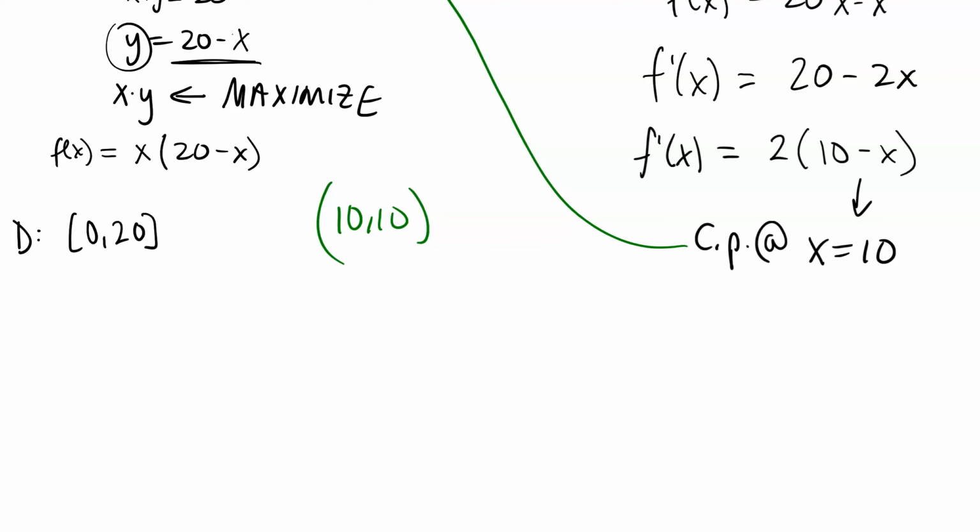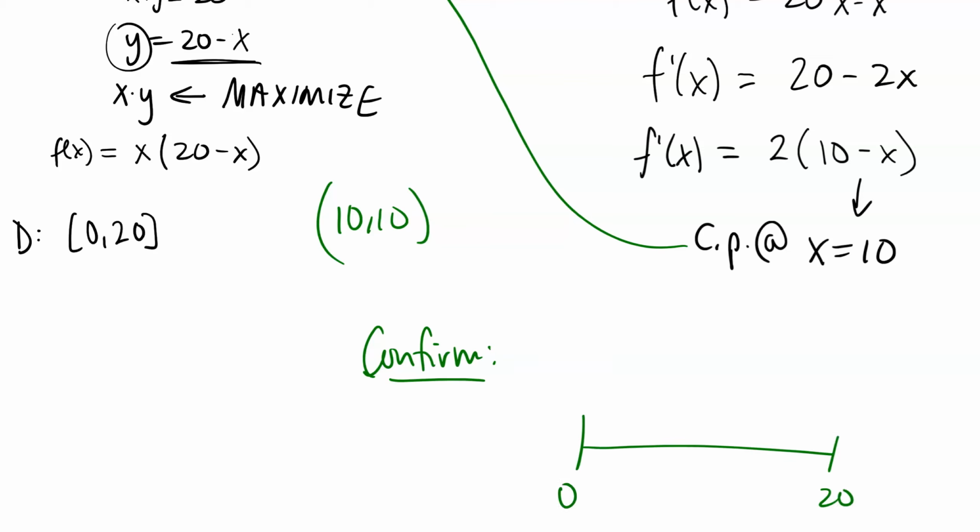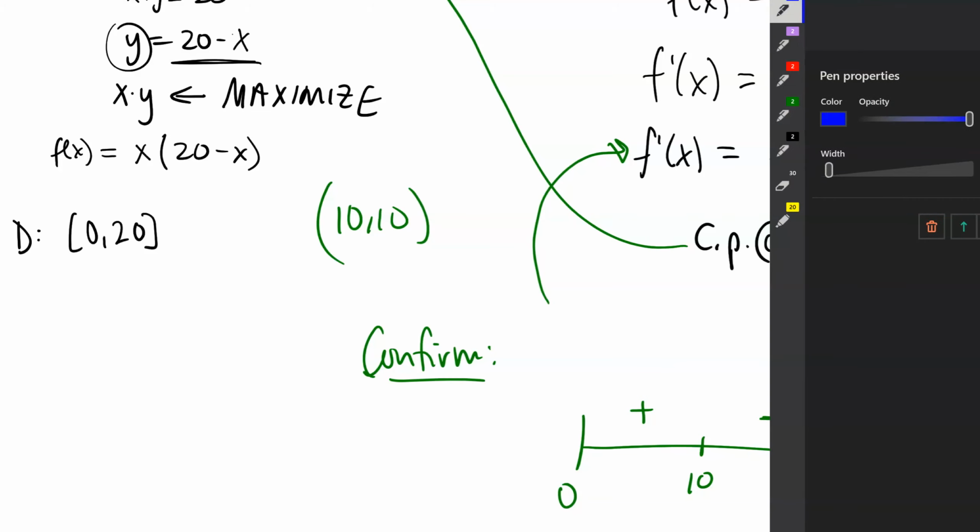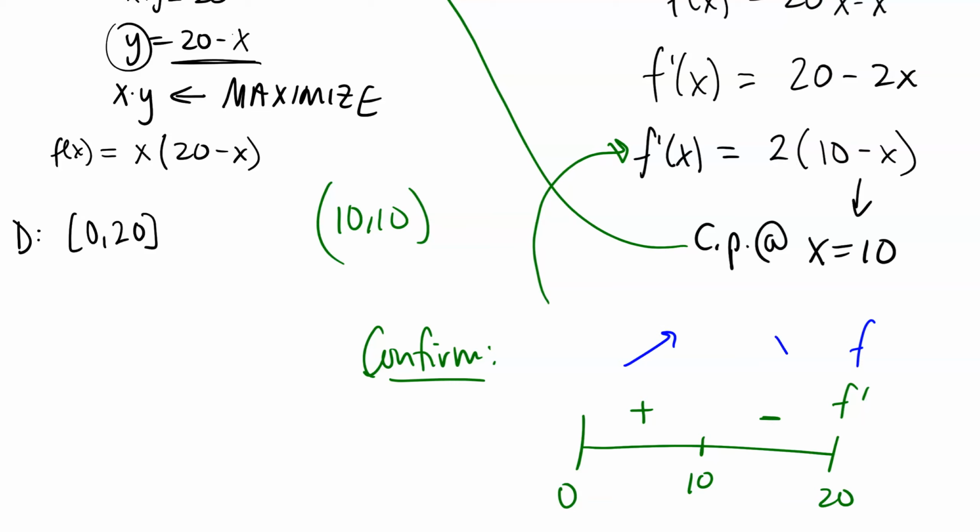So we have a critical point at 10. To confirm, this is how I'm going to do it. I know I'm going from 0 to 20, and I have a critical point at 10. If I plug a number between 0 and 10, how about 5, into the derivative, will this give me a positive or negative? Positive. And if I plug in 15, positive or negative? Negative. So that means the function is coming up, going down. I have a max at 10. It proves it.